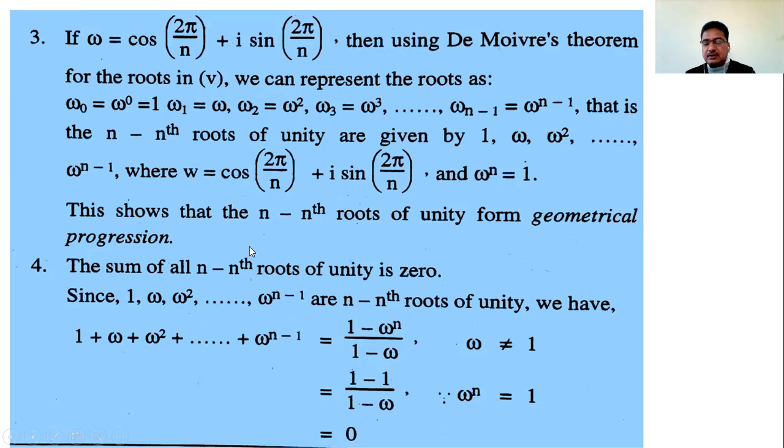Because what is w? The nth power of w is cos 2π plus i sin 2π, because n into 2π/n is 2π, and its value is 1. And so we have 0. That is, the sum of the nth roots of unity is 0.